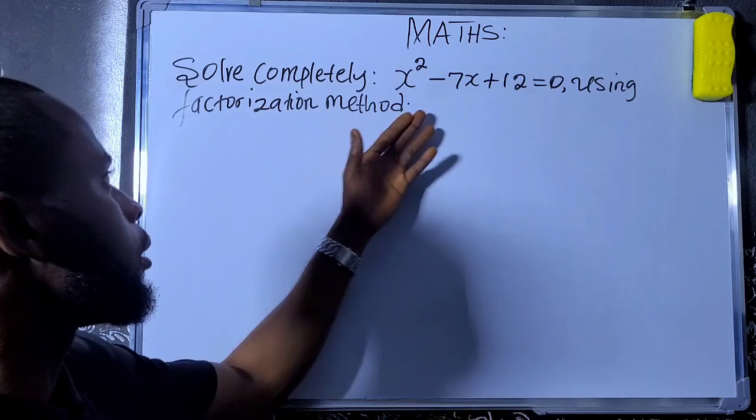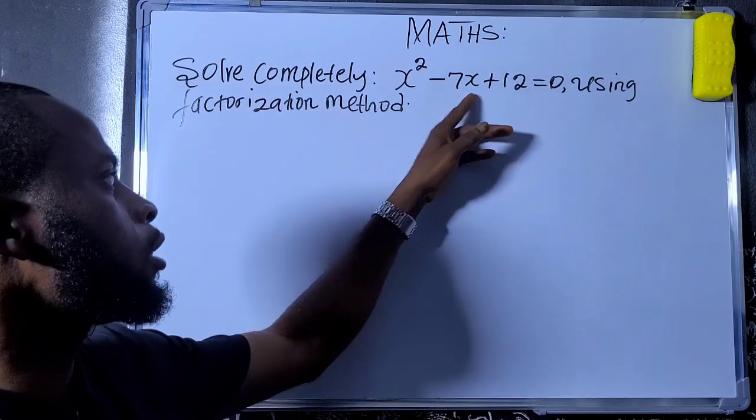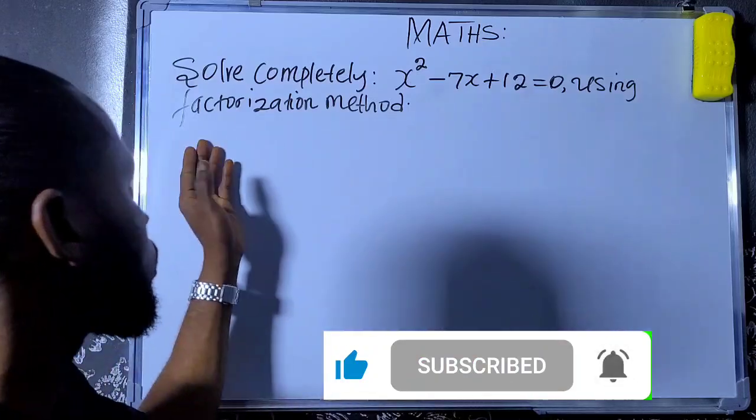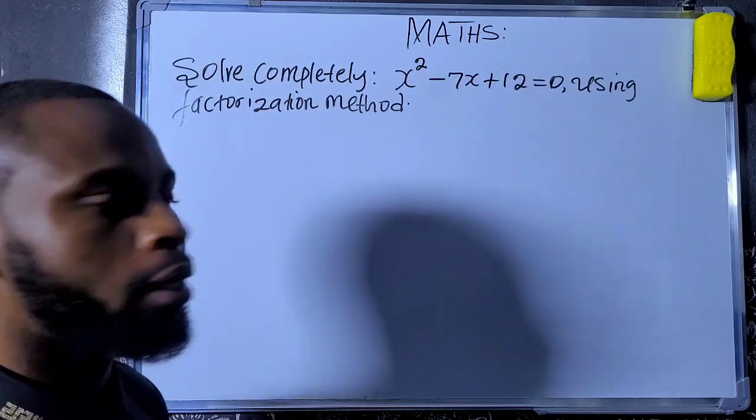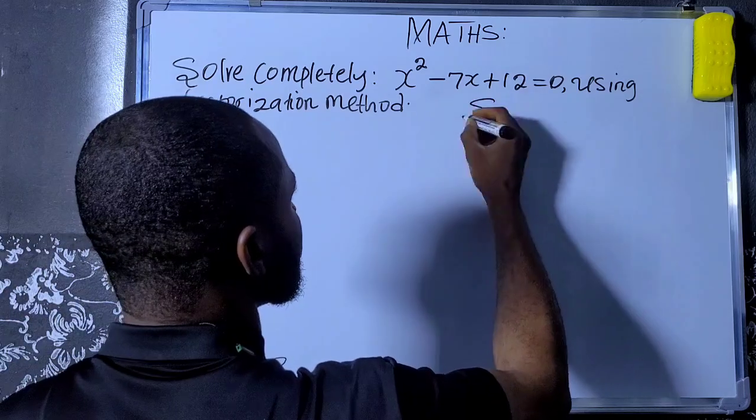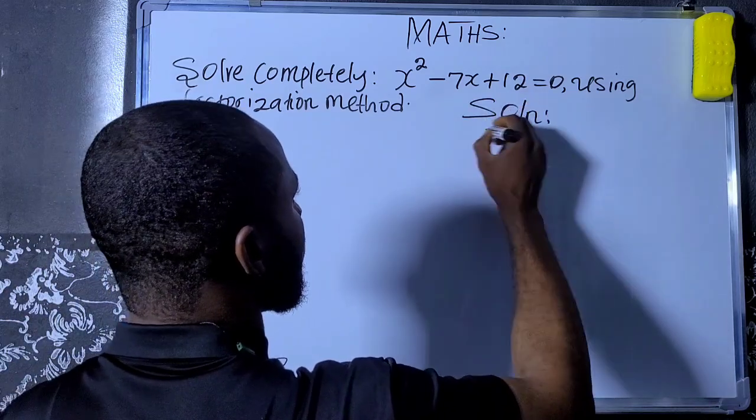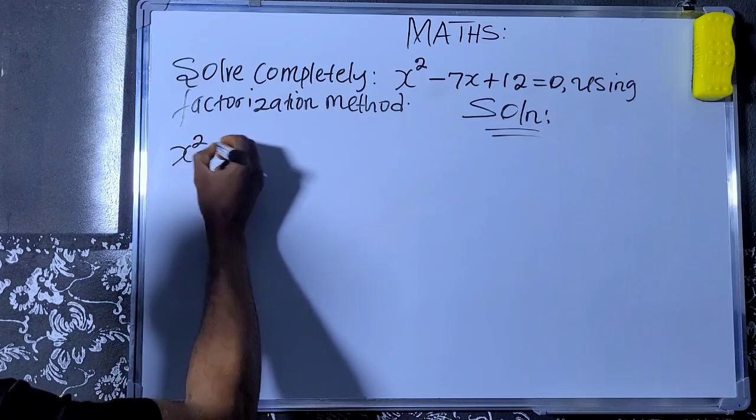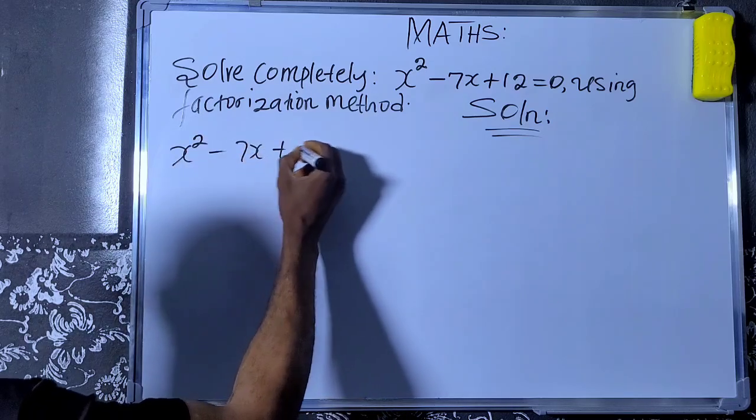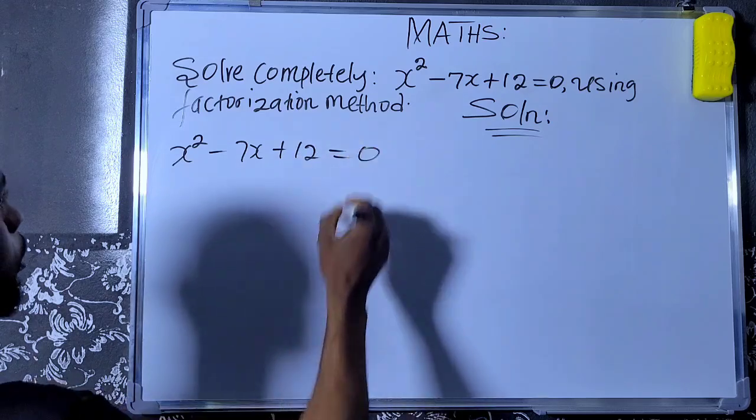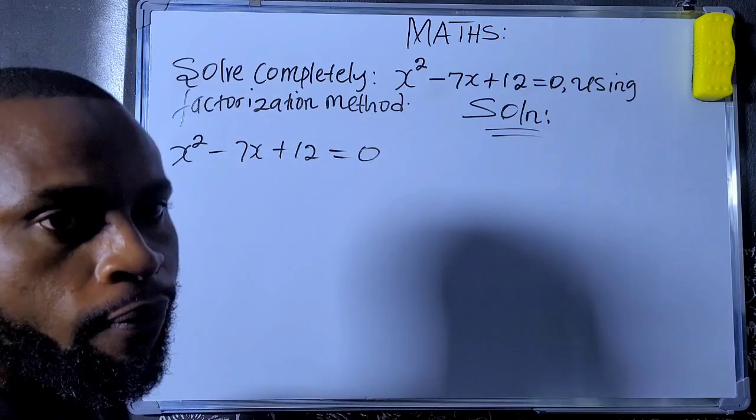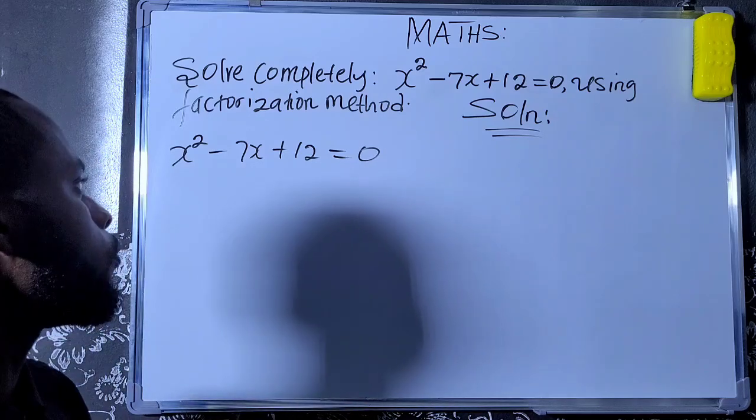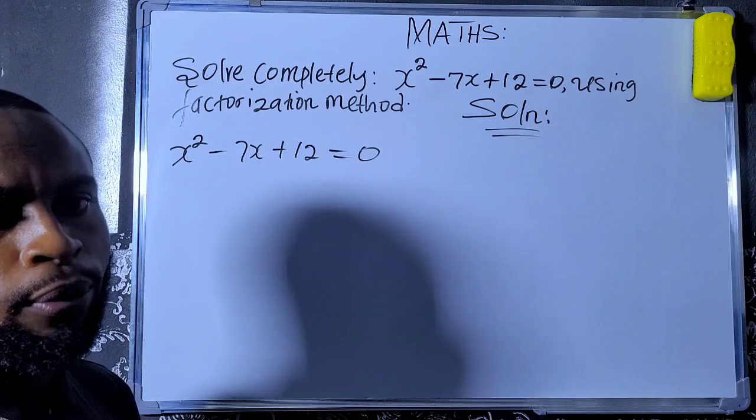We have this question here to solve completely: x squared minus 7x plus 12 equals 0 using the factorization method. Let's put down here the solution. I bring the question down here: x squared minus 7x plus 12 equals 0. Here, this is a quadratic equation, and we are to solve this using the factorization method.